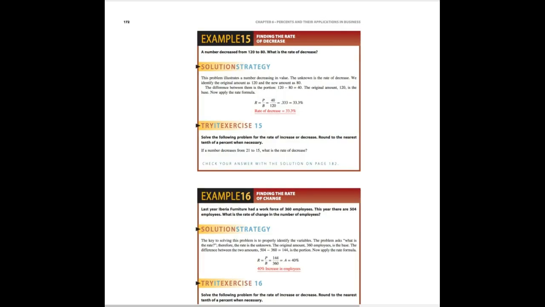All right, now let's take a look at finding the rate of decrease. This is example 15. A number decreased from 120 to 80. What is the rate of decrease? So let's just identify that the original amount that we started with was 120. So that's our base. And then we have to find the portion. So 120 minus 80 is 40. So we're going to do 40 divided by 120 is 0.333, or 33.3% decrease.